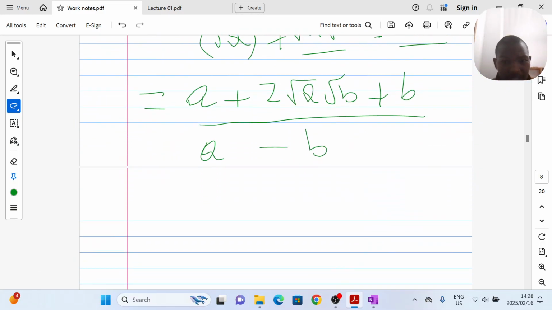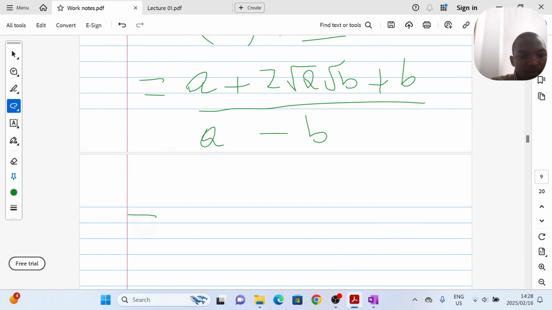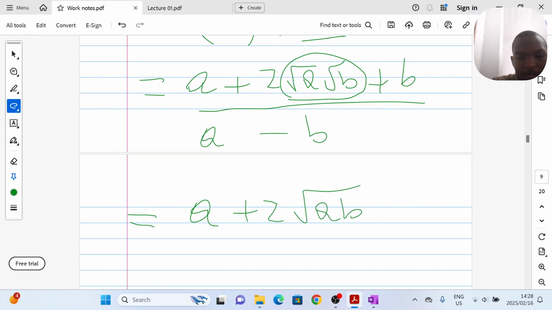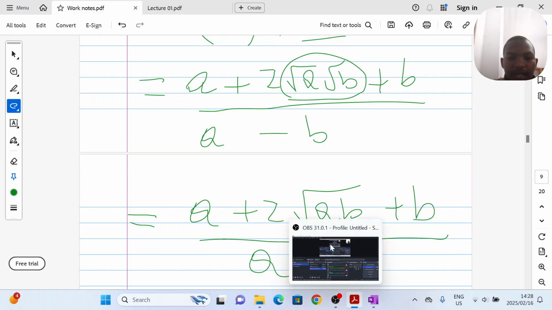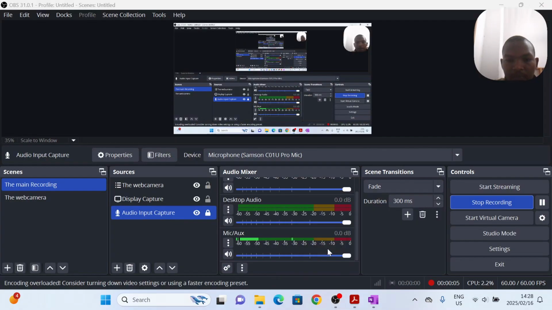So we have this nice thing. The next thing that one can do is realize that these are inside square root, both of them, so we can just combine them. So you're going to have a plus 2 square root of ab plus b, all over a minus b. This is the final answer to our problem, and that's it. And we're going to stop there. Thank you.